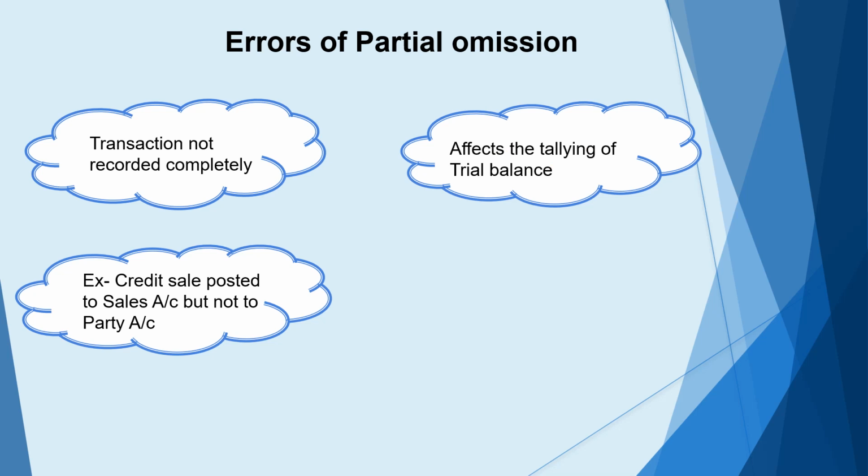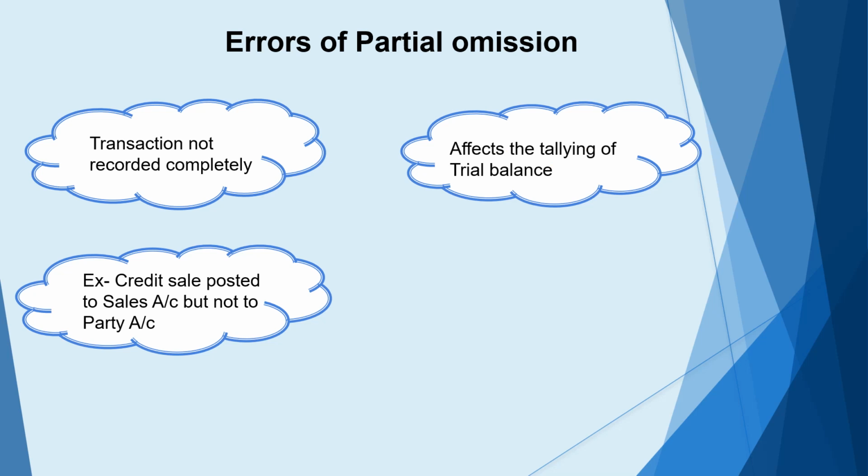So when there is an error of partial omission, the transaction has got recorded but not completely, meaning that either the debit effect has not gone or the credit effect has not gone, or the debit effect has gone but the credit effect has not gone. In that case, what happens? The trial balance shall not tally. The debit and credit totals of the trial balance would not agree. So errors of partial omission would affect the tallying of your trial balance.